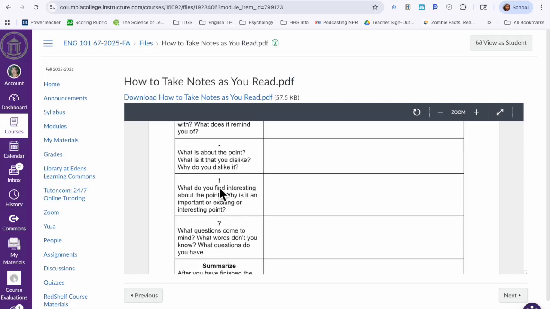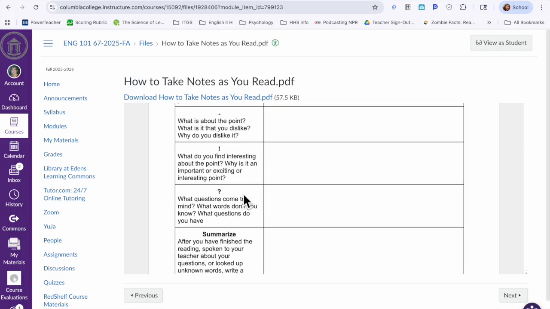Another symbol would be an exclamation mark. What is it that you find interesting about it? Why is this an important piece of information? Maybe it's a super positive connection that you've made. Anything like that. And then the fourth symbol you can use is the question mark.